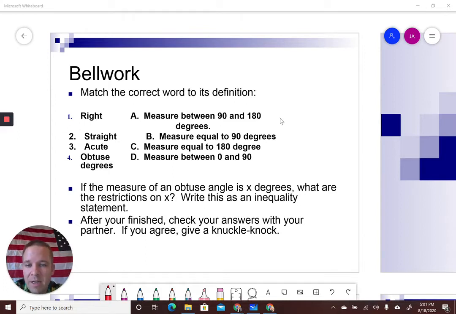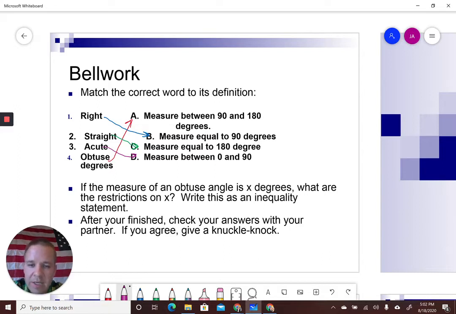Measuring between 90 and 180 degrees, that is going to be obtuse. All right, measure equal to 90 degrees, that'll be right. Measure equal to 180 degrees, it's a straight angle. And last but not least, between 0 and 90, acute. Awesome. Fantastic.